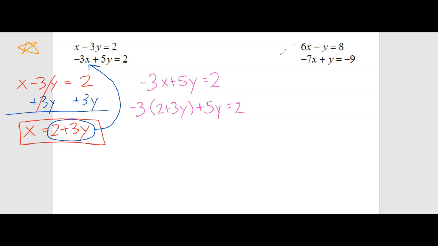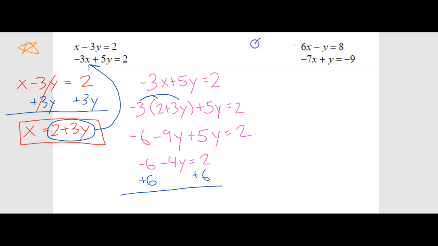Now you're going to go ahead and solve for y. So in this problem, we're solving for y first, and then we'll solve for x. But again, it doesn't matter. We can solve for whatever variable we want first. So I'm going to distribute. It's going to give me negative 6 minus 9y plus 5y equals 2. Let's combine my two like terms. So negative 9y plus 5y will give me negative 4y. Let's add 6 to both sides. Negative 4y is equal to 8.